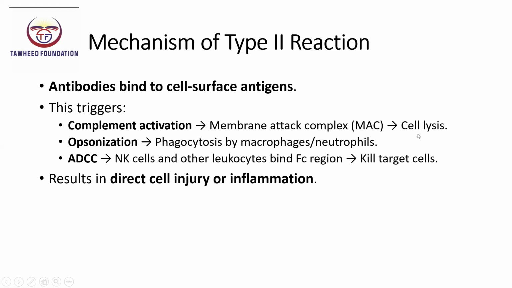So cell lysis happens. Second, antibodies act as opsonins, marking the cells for ingestion and destruction by macrophages and neutrophils. Third, ADCC or antibody dependent cell mediated cytotoxicity occurs when NK cells and other leukocytes bind to the Fc region of antibodies and release cytotoxic molecules to kill the target cells. Together, these mechanisms result in direct cell injury and localized inflammation.